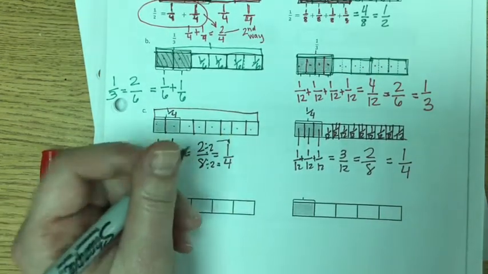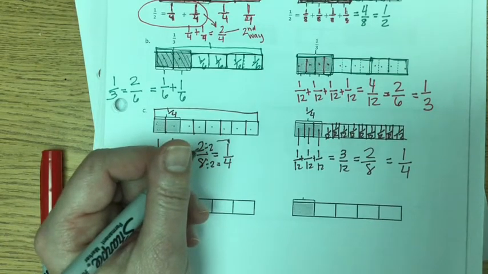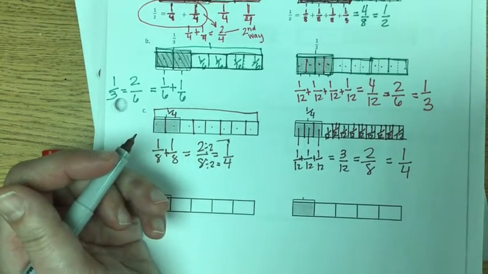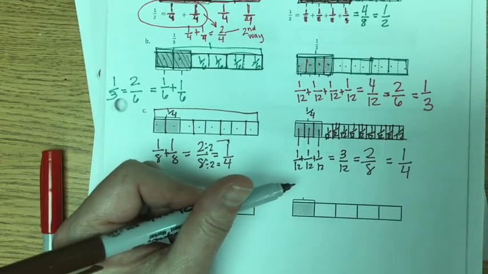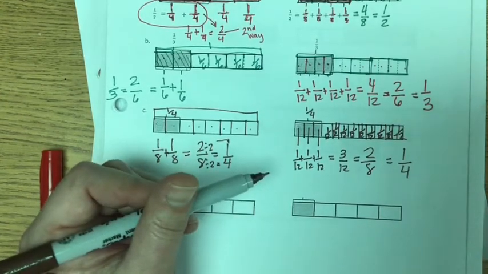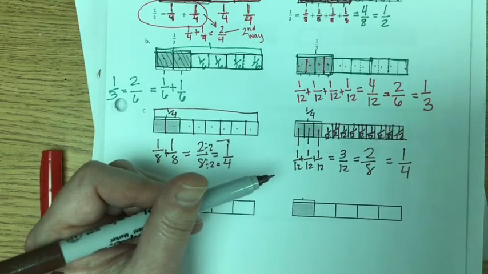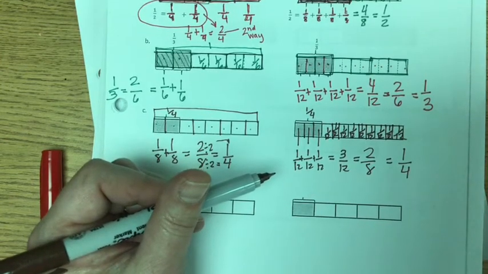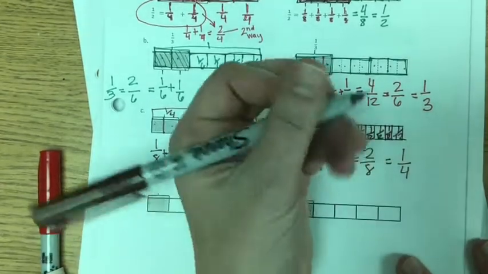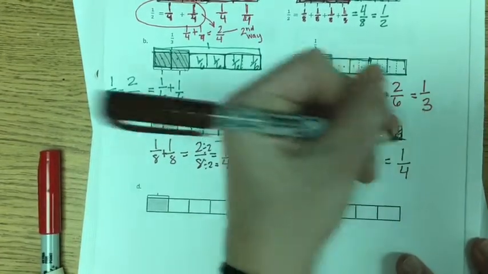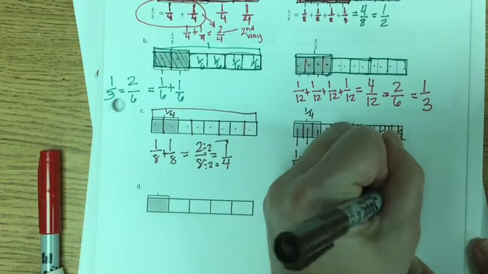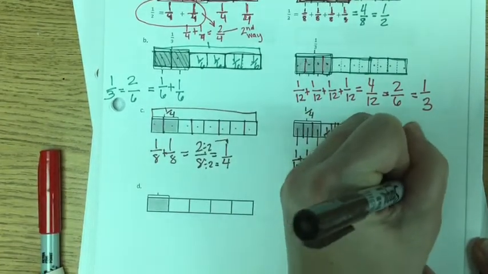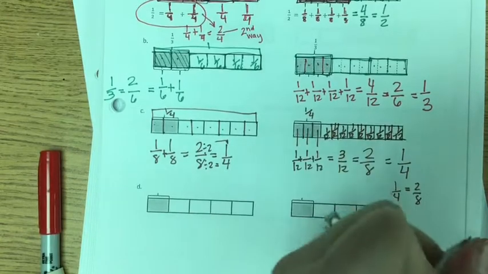So how can I make sure that I am doing this correctly? Okay, so to double check, I always go back to my unit fraction. Well, what's my unit fraction? All right, so 1/4 is the same as 2/8. Well, how can I double check?